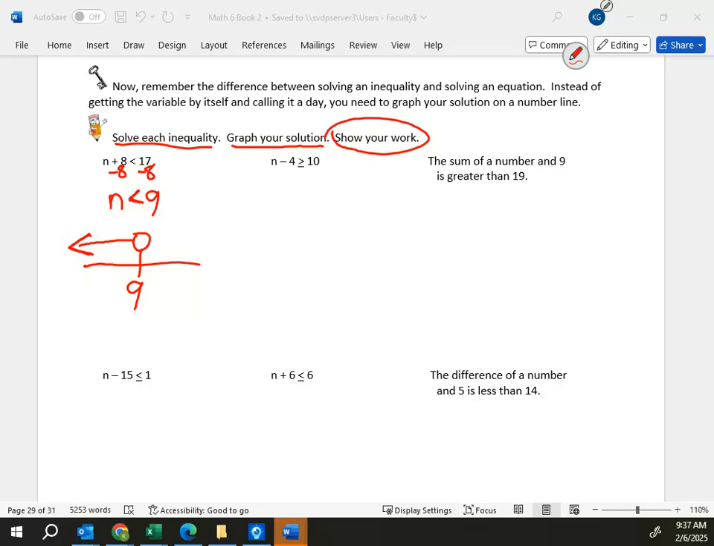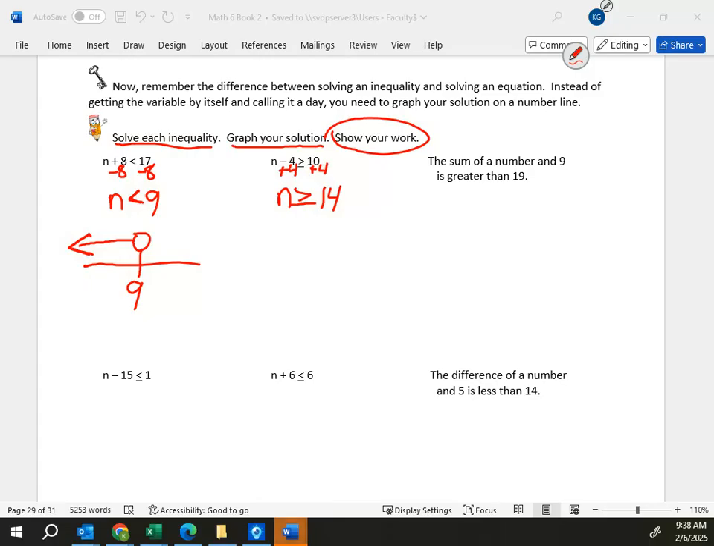Let's do another one together. N minus 4 is greater than or equal to 10. How am I going to figure out what n is greater than or equal to? Sophie? Yeah, I'm subtracting 4 here, so I need to add 4 to both sides. Minus 4 plus 4 gets me a 0, so I'm just down to my n. 10 plus 4 is 14.